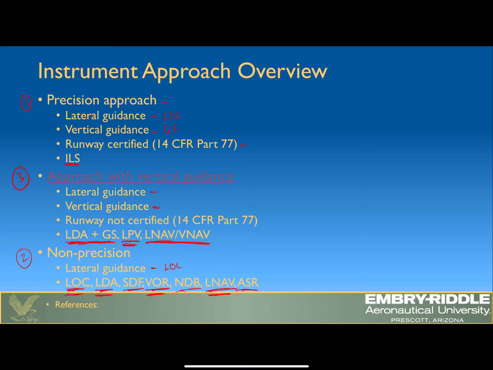I can't remember if I've published these PowerPoints to you guys or not, but I put a link here. There is a Bold Method article, and I'll make this slideshow available when I post it. If you click on this link, it'll bring you to a Bold Method article that talks about approaches with vertical guidance, so that you can read and understand what the difference is with all of these different types of approaches that give you good vertical guidance but aren't considered precision approaches.